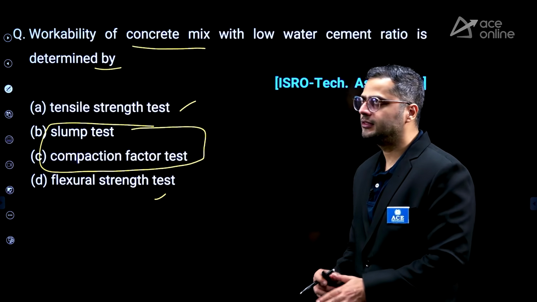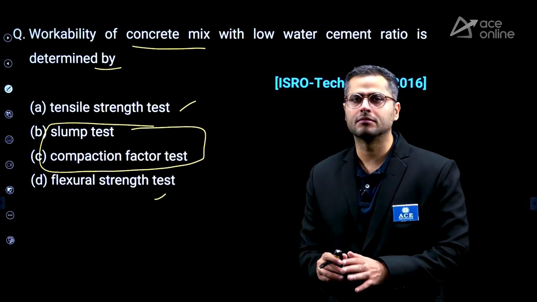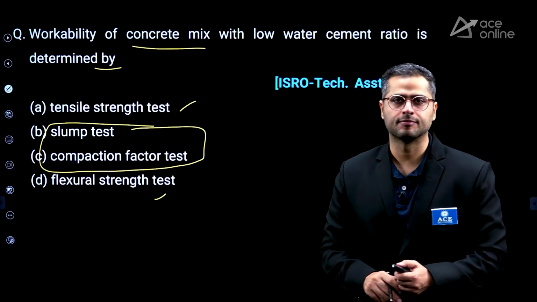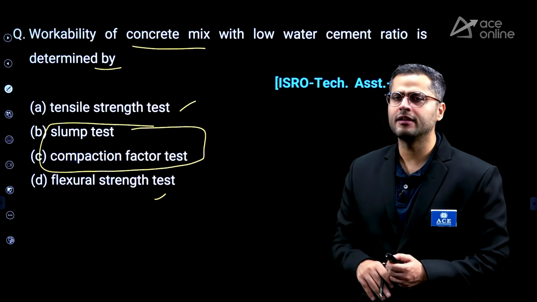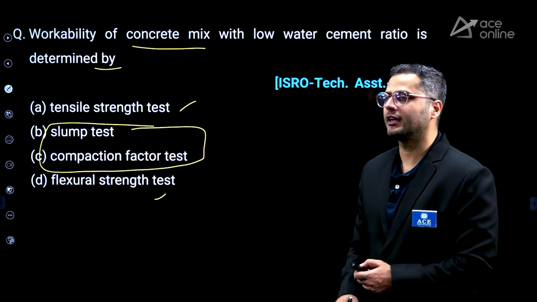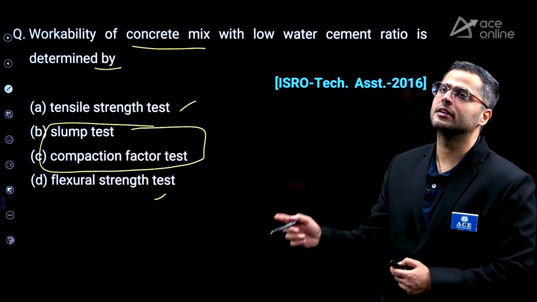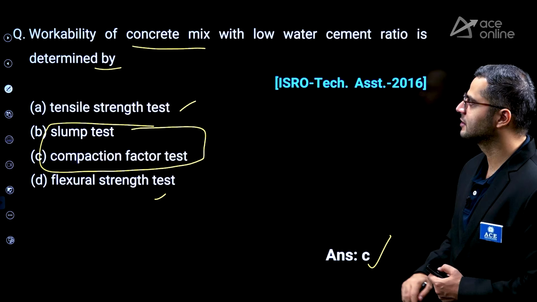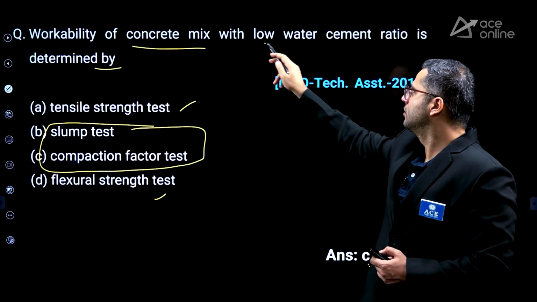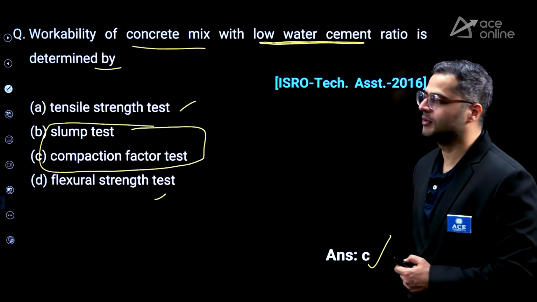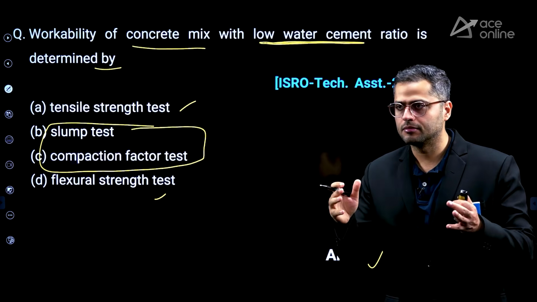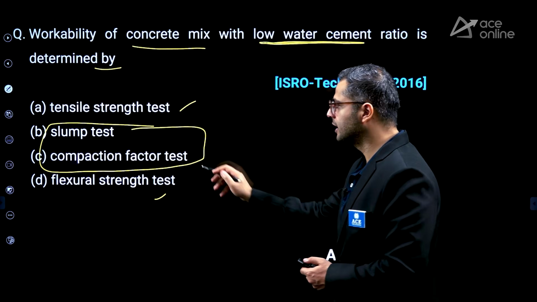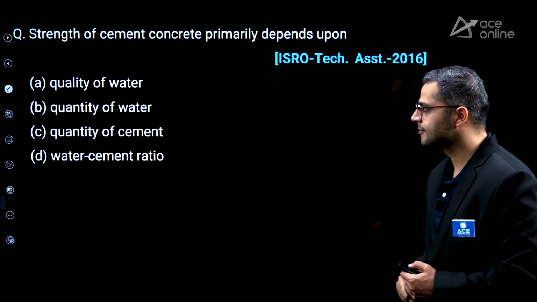In slump test, you will be judging the workability of medium concrete, right? So medium type workability you will be checking with the slump test. For high workability, you use the flow test. Compaction factor is generally used for concretes with low workability, right? So keep this in mind for this particular answer. Low workability means whenever low water cement ratio is there, the cement concrete mix will have low workability. In that case, you would be using the compaction factor test.